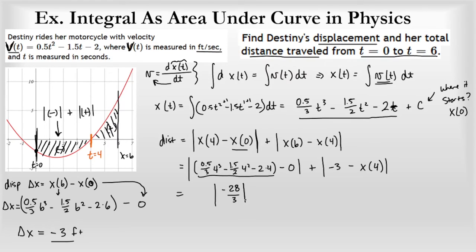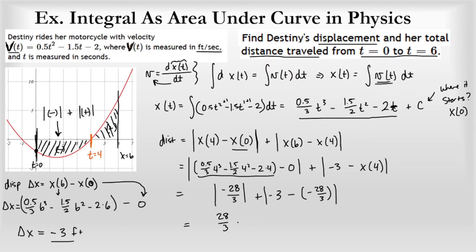You can go ahead and do that on your own. I think I ran mine through a calculator, did it on another sheet of paper. But I want to take the absolute value of that. I subtracted 0, but that's trivial. Plus the absolute value of -3 minus -28 thirds. When I do that, I'm going to get positive 28 thirds.